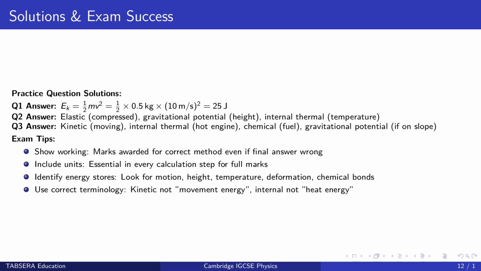For question 2, the compressed spring on a shelf has 3 energy stores. Elastic energy, because it's compressed. Gravitational potential energy, because it's at height. And internal thermal energy, due to its temperature.